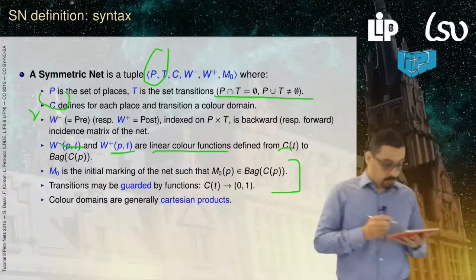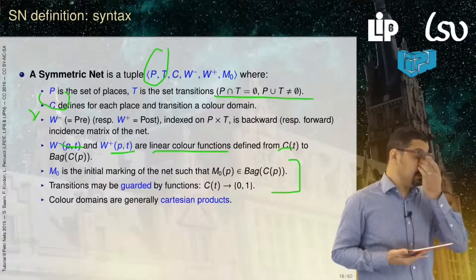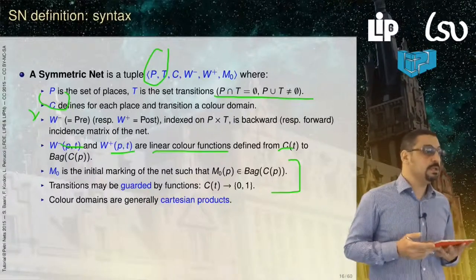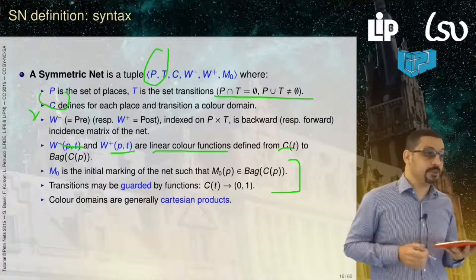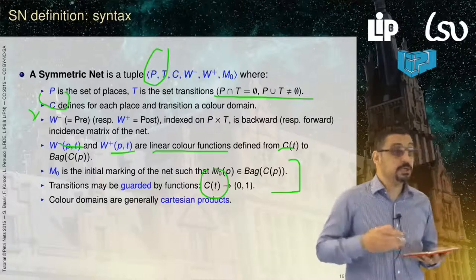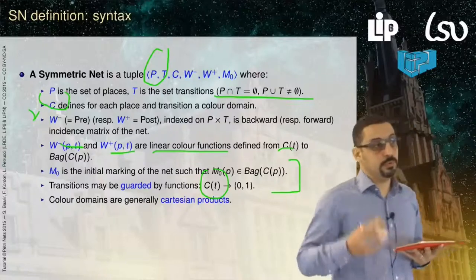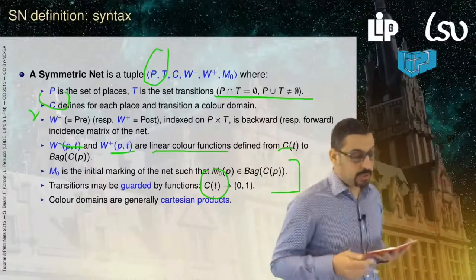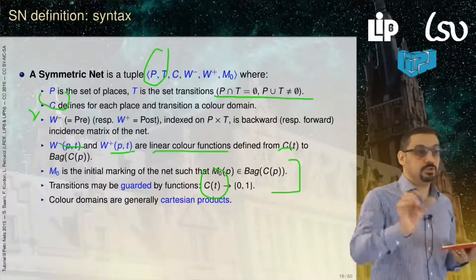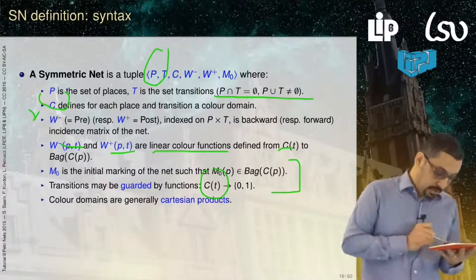Okay. Also, we have this notion of guards. Each transition can be guarded. It's not an obligation, but you can. It's in the syntax. Each transition can be guarded by a function or a predicate. Here, I treated it as a function from the domain of CT to the Boolean domain. It's very useful when you try to model distributed problems, and to have some constraints on the transition to enable them. Okay, we will see some examples on that later on.